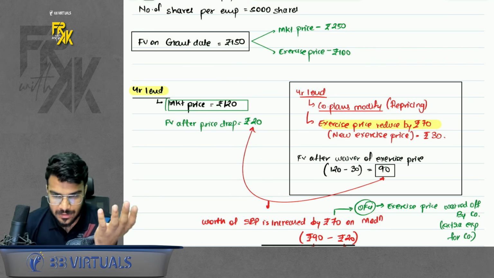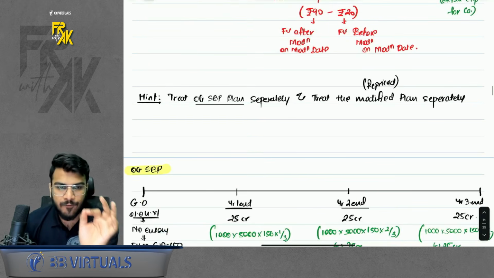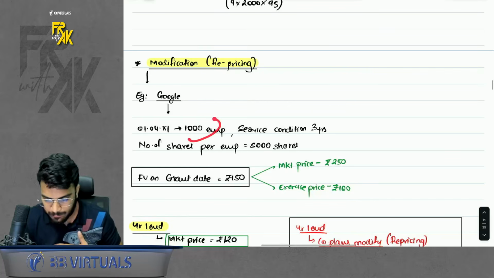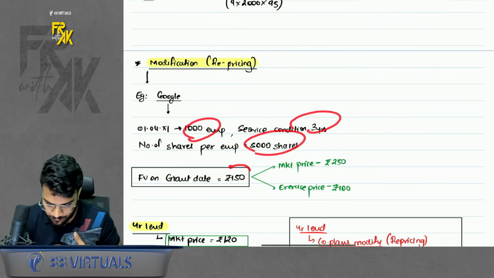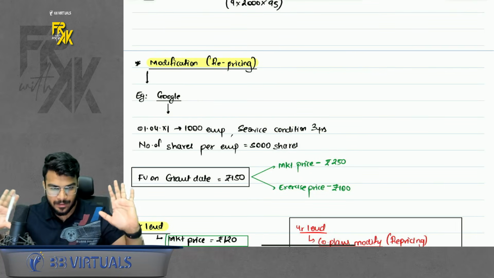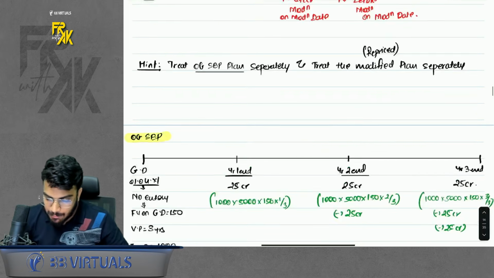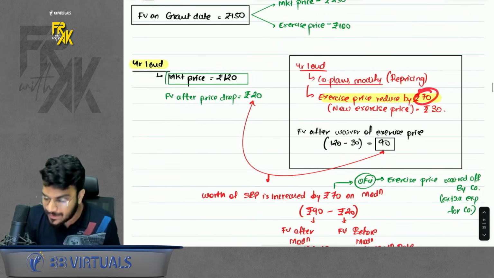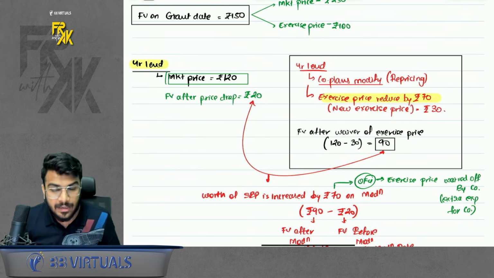Now how to account for this? A simple technique you have to use. Treat the original plan separately. What was my original plan? 100 employees, 3 years, 5,000 shares and fair value 150. Treat this part separately. And treat the modified part separately. What is the meaning of modified part? You are waiving off 70 rupees now for the employees. Treat this part separately. Treat this like a separate plan.